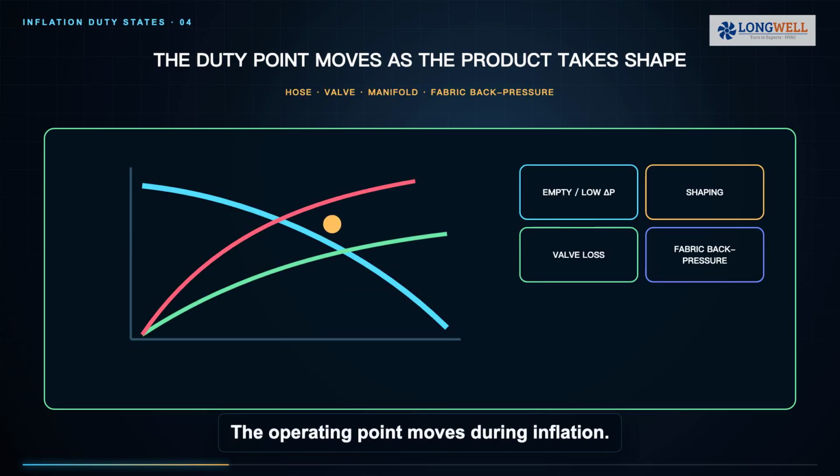The operating point moves during inflation. An empty product may accept high flow at low pressure. As cells take shape, the hose, valve, manifold, and fabric add resistance. Near final firmness, pressure rises and flow usually falls. The blower curve must meet the evolving system curve through the complete cycle.